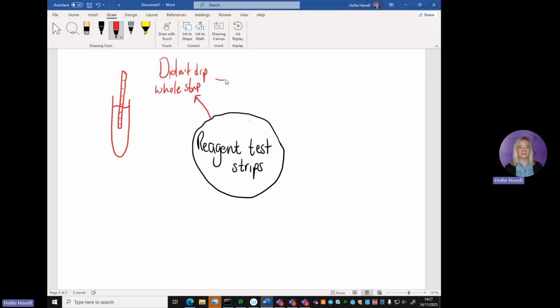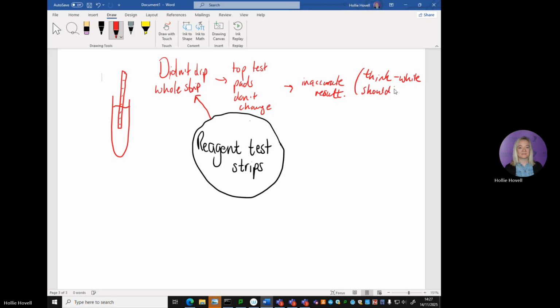So a source of error could be, for example, that you didn't dip the whole strip into the liquid, and therefore the top test pads don't change colour. Therefore you would get an inaccurate result. You get the wrong result because you would think that that square is white, when perhaps it should be a different colour.